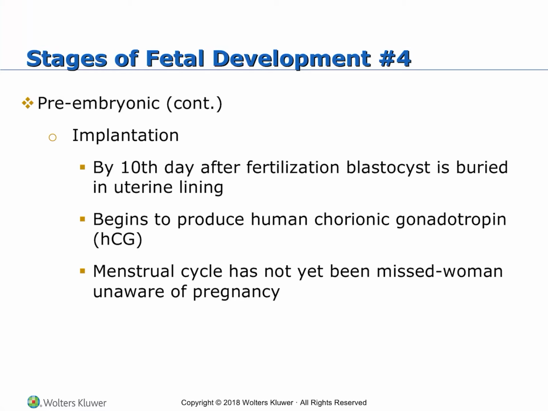Implantation, by the 10th day after fertilization, that blastocyst gets buried into the uterine lining. Blastocyst is the name for that fertilized group of cells. This is when the mother will begin to produce the human chorionic gonadotropin, or HCG. This is the hormone that they look for in pregnancy tests to determine if a mother is pregnant. Usually at this point, the mom has not missed her menstrual cycle, so she's usually unaware at this point that she's even pregnant.